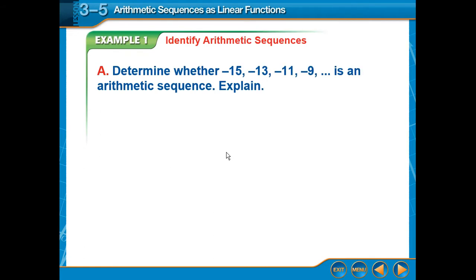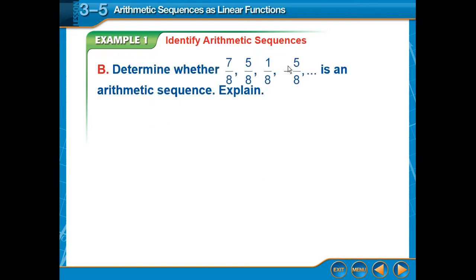If we want to know if this is an arithmetic sequence, we're going to think, what are we doing going from -15 to -13? We add 2. From -13 to -11, again, we add 2. From -11 to -9, we add 2. So following this pattern, is this an arithmetic sequence? Yes, because you're constantly adding a positive 2. It's consistent.